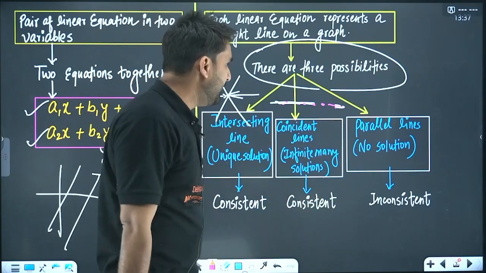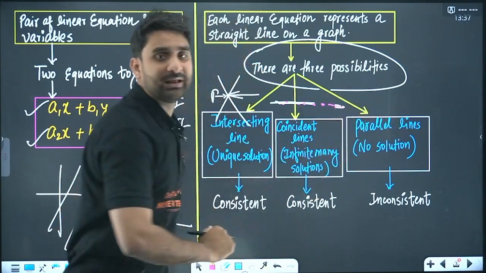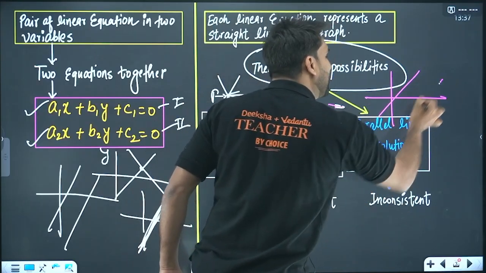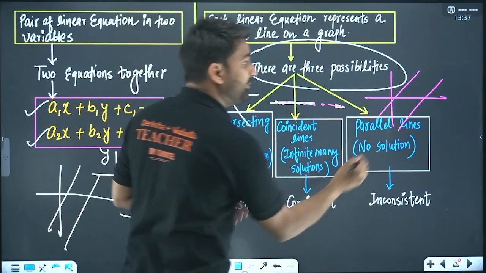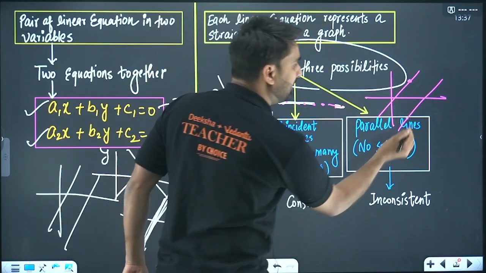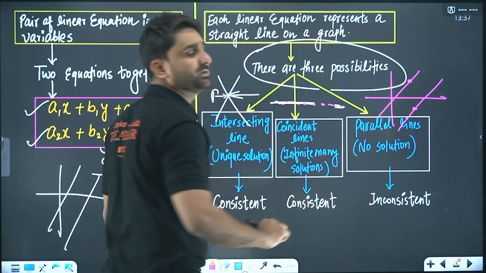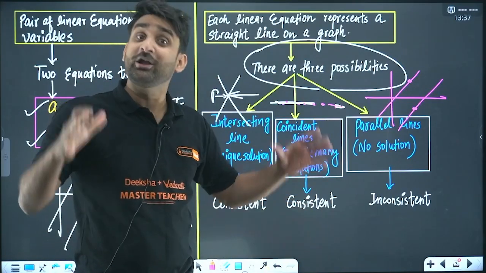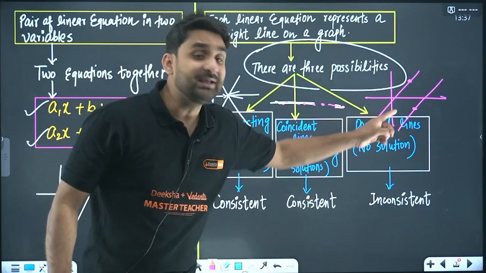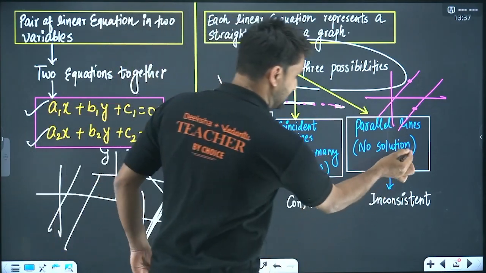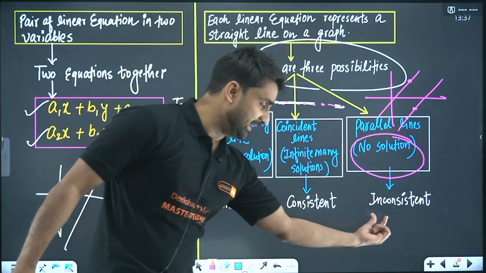Now if we get parallel lines, when we draw a graph of both the equations and we are getting parallel lines, means if we are taking one point here, this point is not satisfying this. If you take this point here, this point will not be satisfying that. And we need a common solution. We require a common solution, my dear. So when the lines are parallel to each other, no common solution will be there. So we are calling this no solution, and this is called inconsistent.